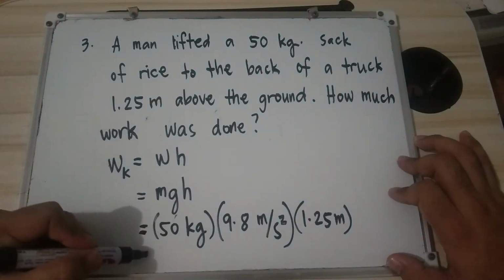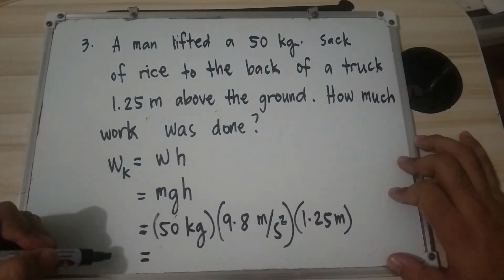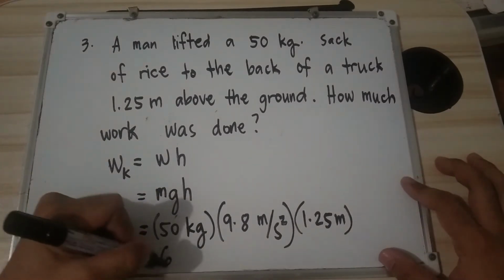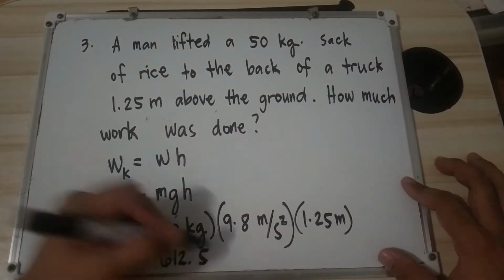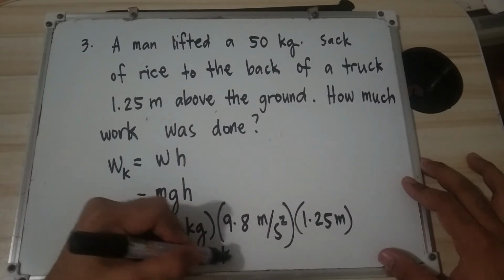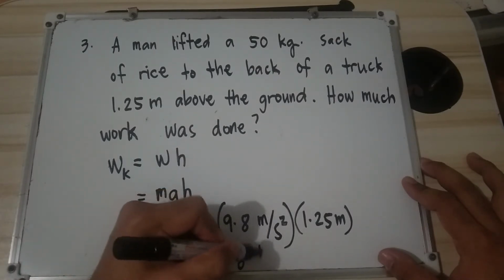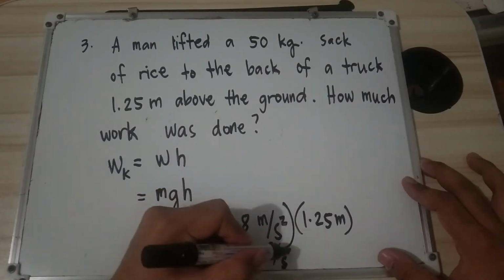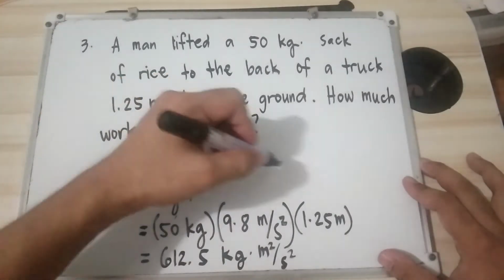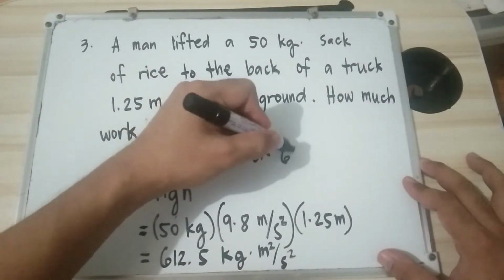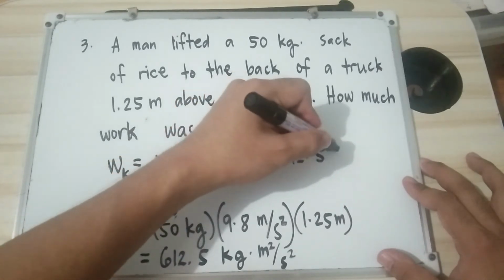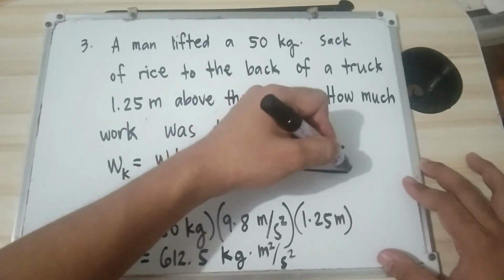So the answer is, get the product. So the product is 612.5 kilogram meter squared per second squared, or 612.5 joules.